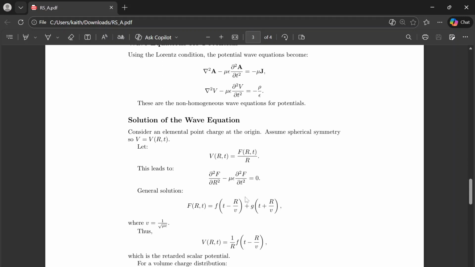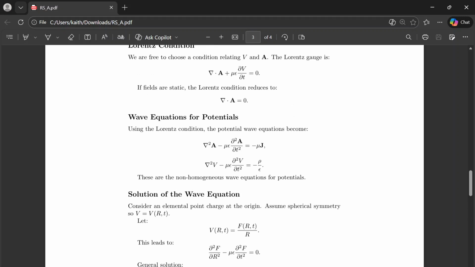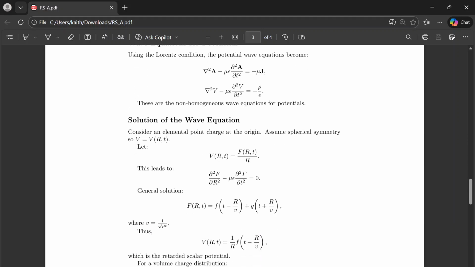Now we'll find the solution for the wave equations because that will lead to our aim, which gives the scalar electric potential and the vector magnetic potential. To find the solution of this wave equation, we consider an elemental point charge at the origin, and for simplicity, I assume spherical symmetry because in the Cartesian coordinate system the calculation is too hectic. So I change to the spherical coordinate system and take advantage of the spherical symmetry.